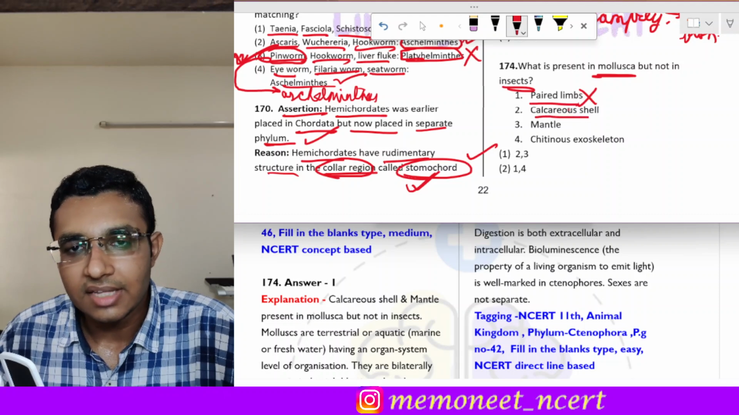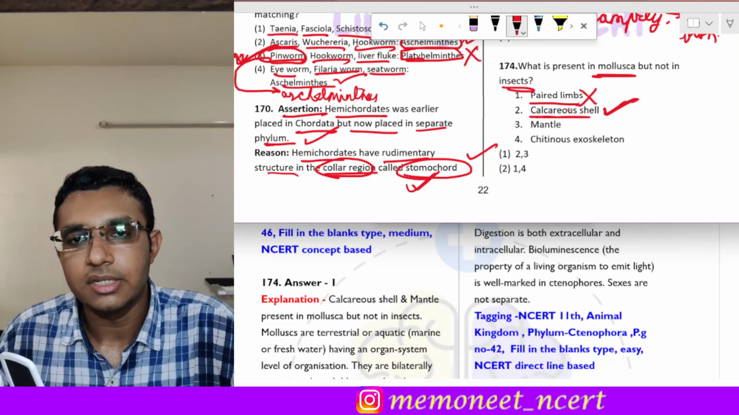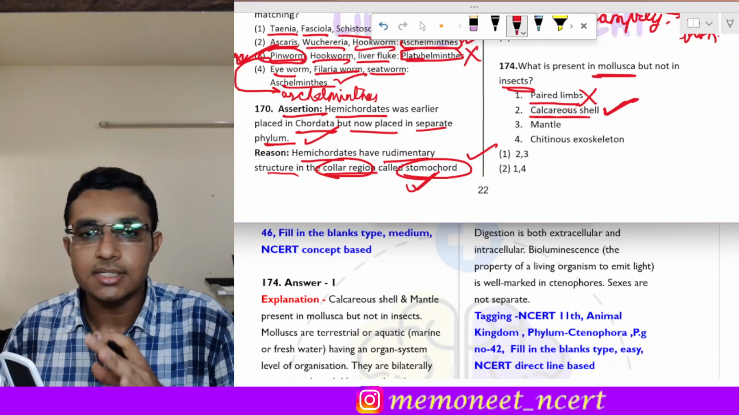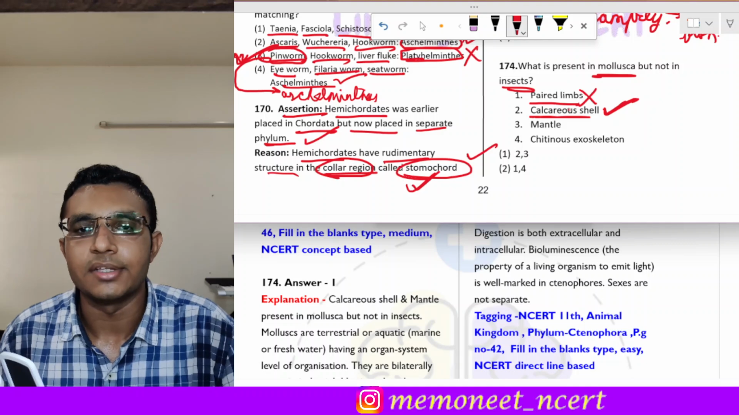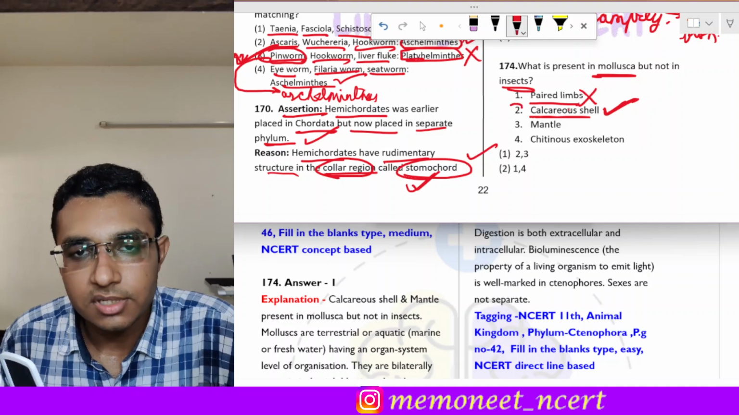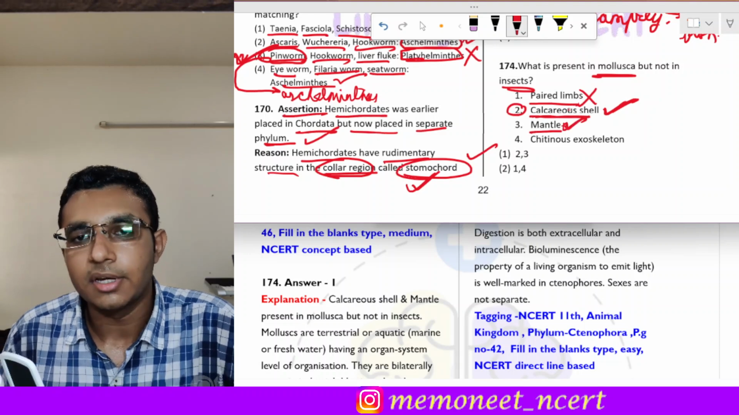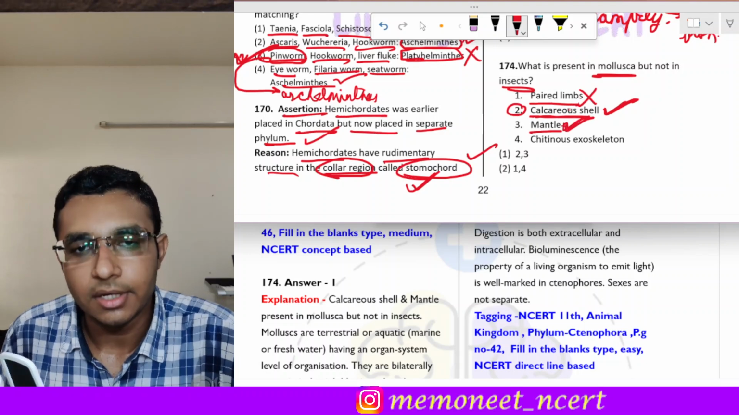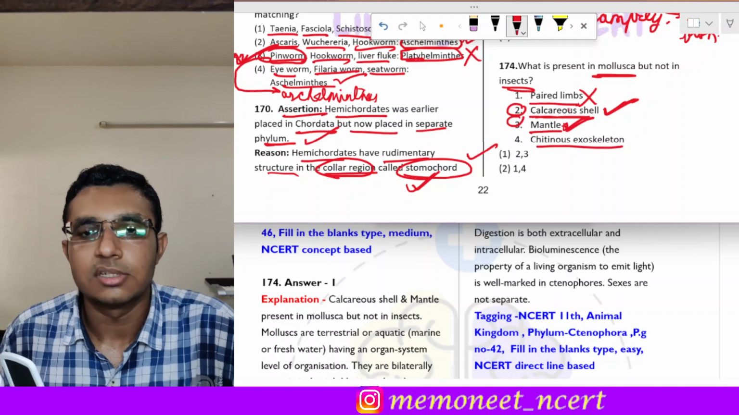The second is calcareous shell. So yes, mollusks are characterized by calcareous shells, and calcareous shells are not present in insects. The exoskeleton of insects is chitinous. So the second option is correct. Then third is mantle. So mantle is also present in mollusca but absent in insects. So third is also correct. Then fourth is chitinous exoskeleton.